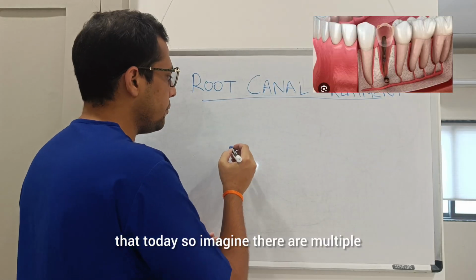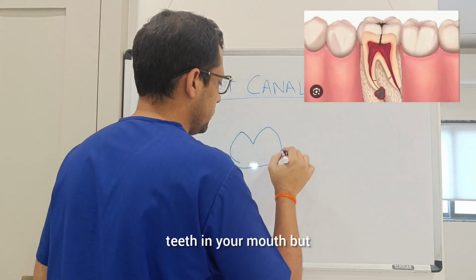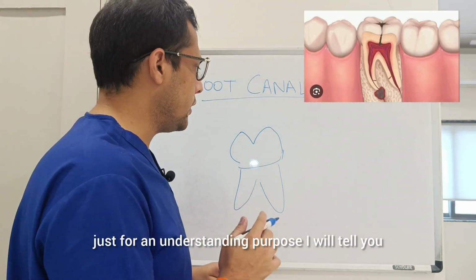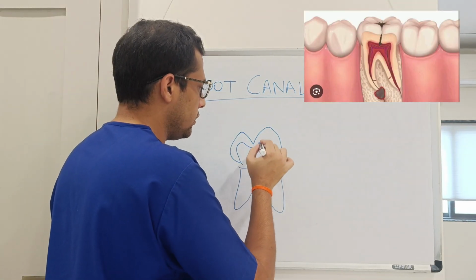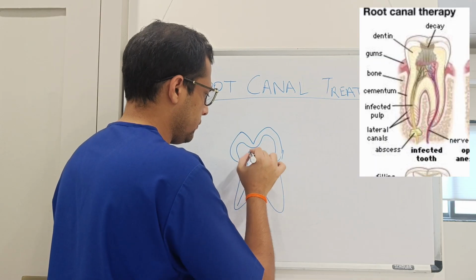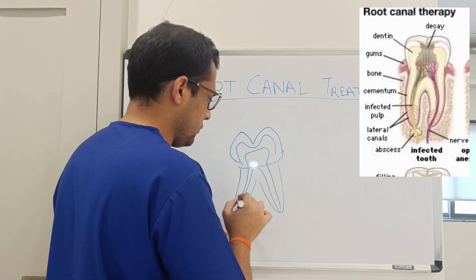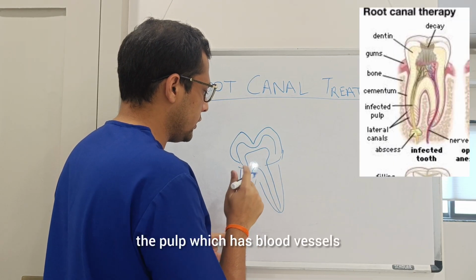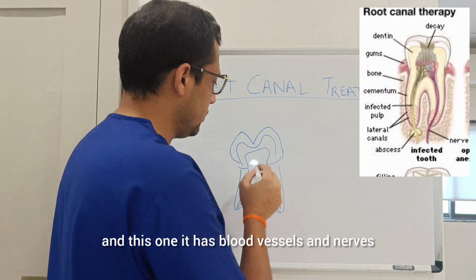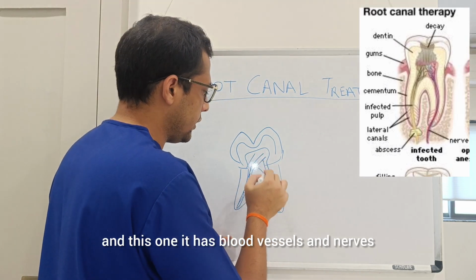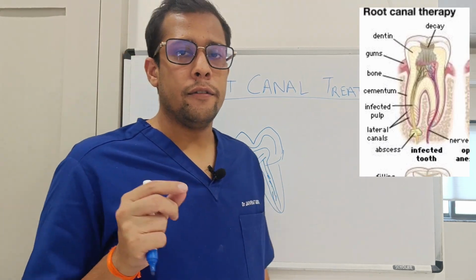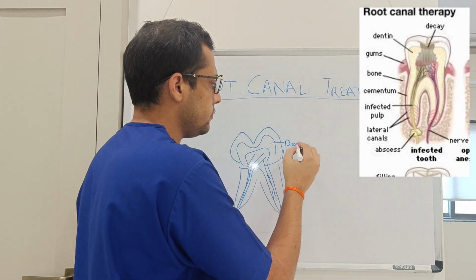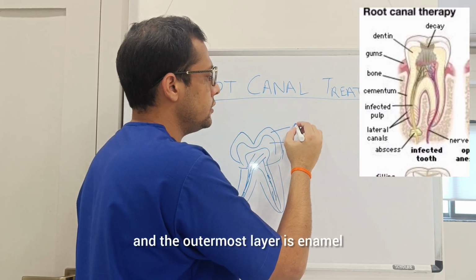Imagine there are multiple teeth in your mouth, but just for understanding purposes, a tooth has different layers to it. The innermost layer is the pulp, which has blood vessels and nerves, which actually make the tooth alive. The middle layer is dentine, and the outermost layer is enamel.